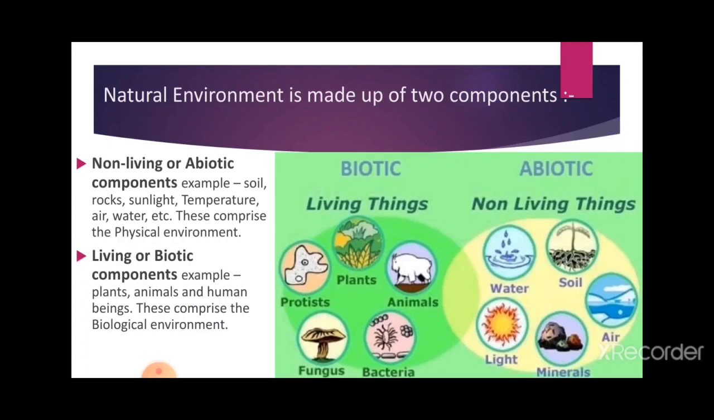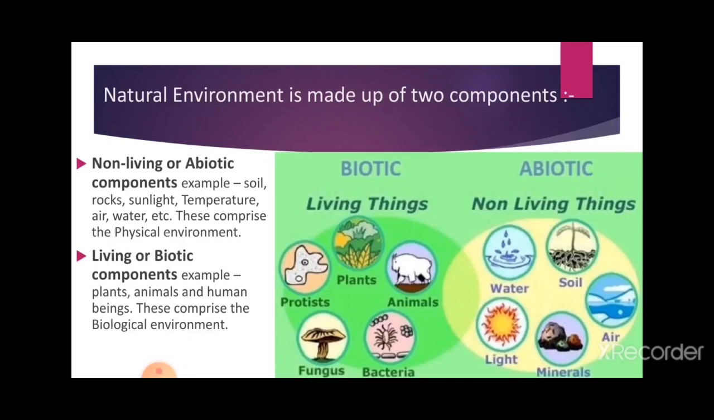The natural environment is divided into two: the non-living or abiotic component, also known as the physical component, and the living or biotic component, also known as the biological environment or biological components. So these things we have to read.